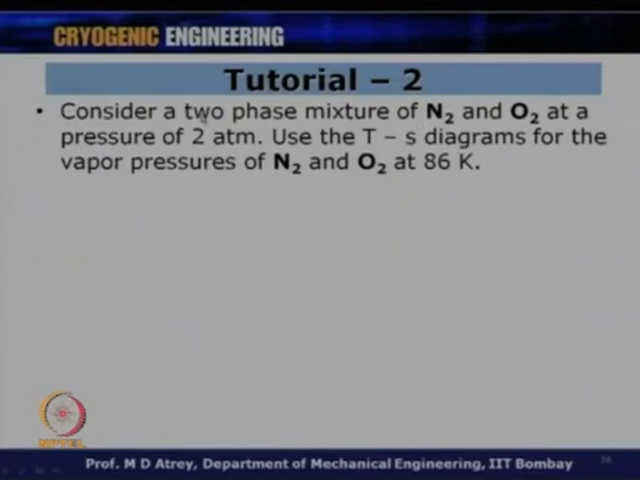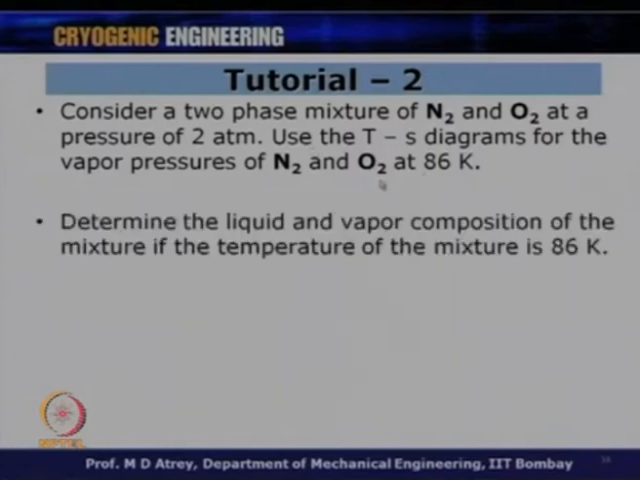The second tutorial is now: consider a two-phase mixture of nitrogen and oxygen again at a pressure of 2 atmosphere. Use the TS diagram for the vapor pressures of N2 and O2 at 86 Kelvin. So, what I want to do is get the vapor pressures of N2 and O2 at 86 Kelvin and determine the liquid and vapor composition of the mixture if the temperature of the mixture is 86 Kelvin.